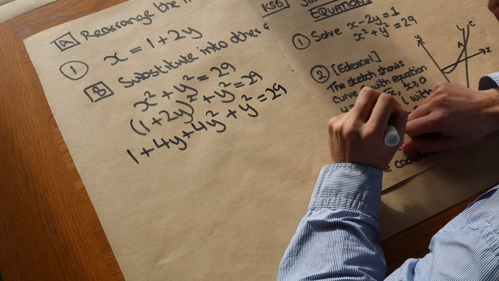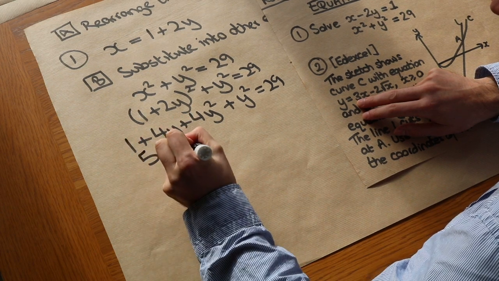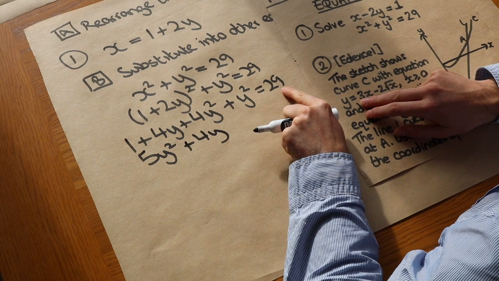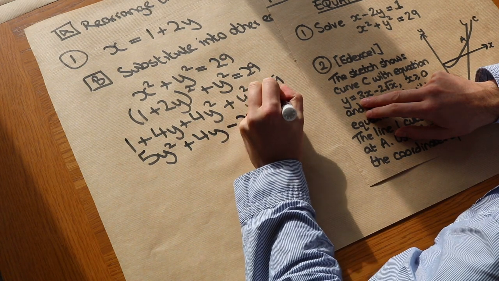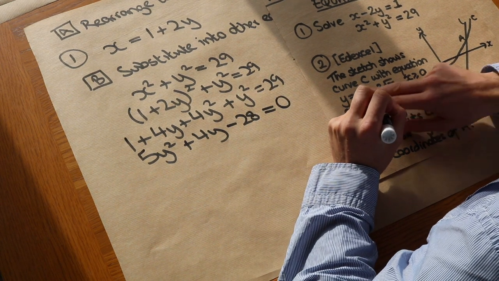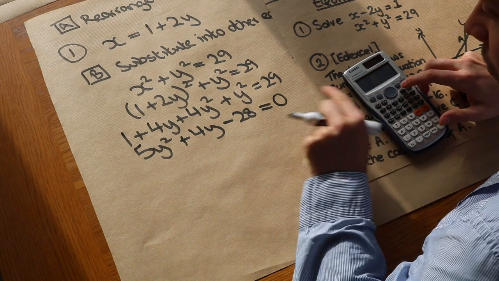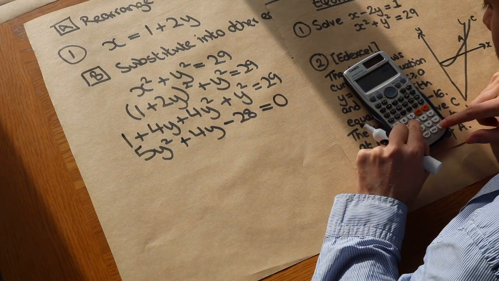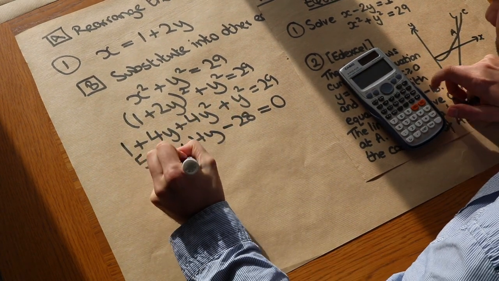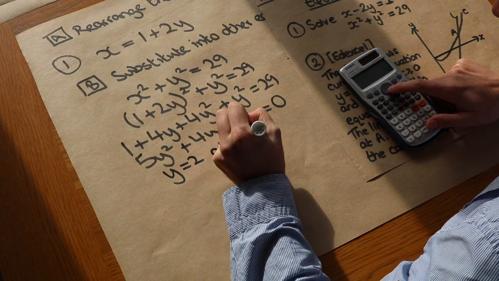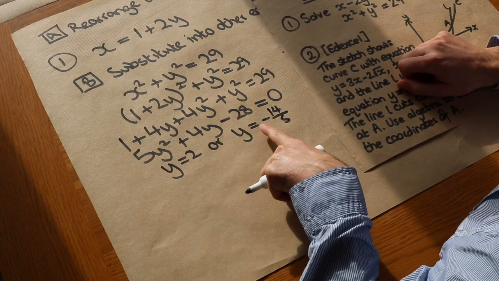And now this is a quadratic, so we want to get everything on one side and collect like terms. So we've got 5y squared, we've got that plus 4y, and then we want to have 0 on one side, so we're going to minus the 29, so 1 minus 29 is minus 28. And then we're going to factorise this. And in fact, we could just use our ClassWiz or the old silver calculator to factorise this for us, or solve it for us. So if I just go to equation mode, and we put the 5, the 4, and the minus 28 in, and that's going to give us solutions of y is equal to 2, or y is equal to minus 14 over 5.